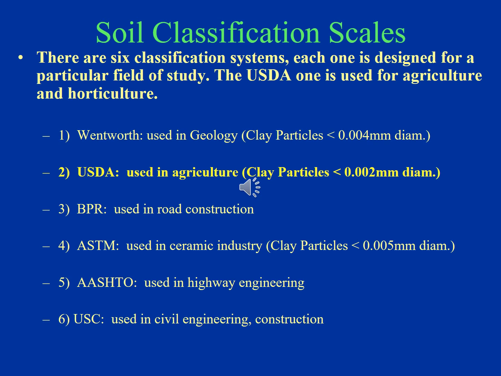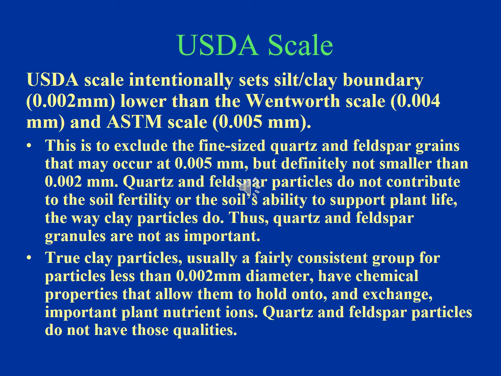These are functional classifications, meaning the soil doesn't care what it is, it doesn't have its own names. It's just how we need to categorize it for how humans are going to use it. So in agriculture, let's talk about that. That's the USDA scale, and horticulture. The USDA scale is the texture scale that I already talked to you about. The USDA scale intentionally sets the silt-clay boundary at 0.002 millimeters diameter for those particles. If it's below 0.002 millimeters diameter, it's considered a clay particle. If it's above 0.002 millimeters, it's considered a silt particle. And that is a lower silt-clay boundary than the Wentworth scale and the ASTM scale.